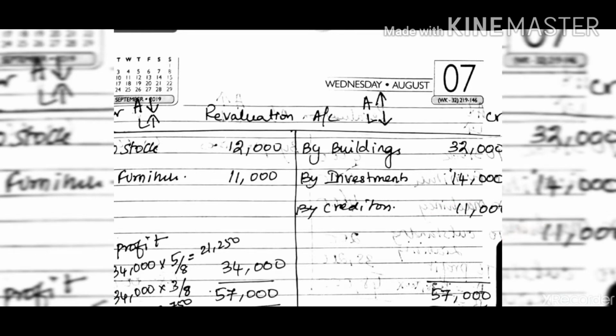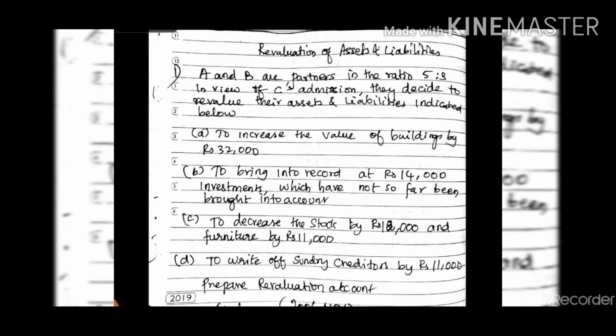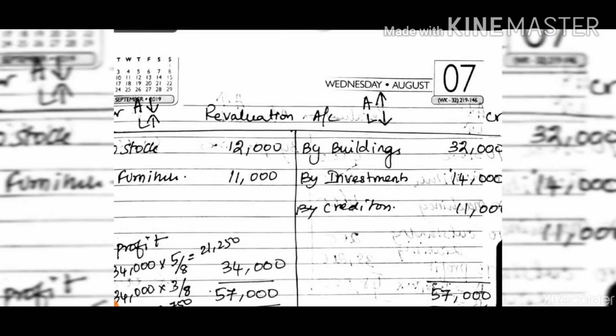We have recorded almost everything. Now total it. Total comes around 57,000. On the debit side, the balance is 34,000. This has to be shared among A and B in their old ratio. So the ratio is 5:3, as given here. Now if you divide 34,000 in the ratio 5:3, it will come around 21,250 for A and 12,750 for B. Now I hope you have understood.